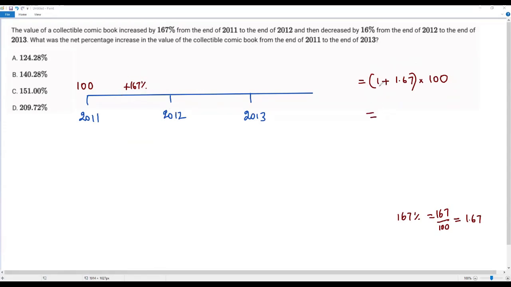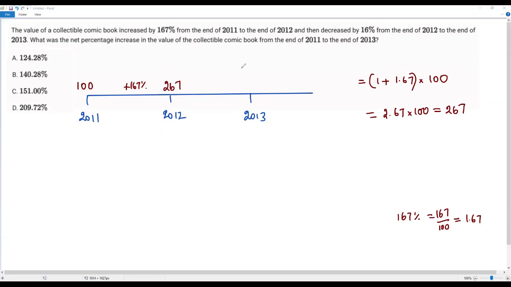Okay, now let's do the calculation. When I add 1 and 1.67, I'm getting 2.67 times 100. Then when we multiply them, we get 267. So the number of comic books at the end of 2012 is 267, that is after the 167% increase from the end of 2011 to the end of 2012.